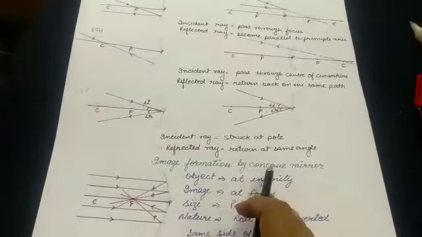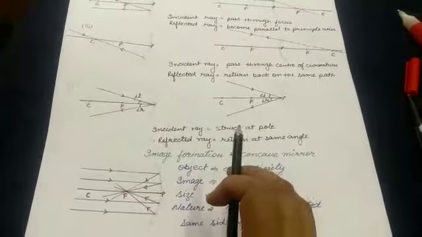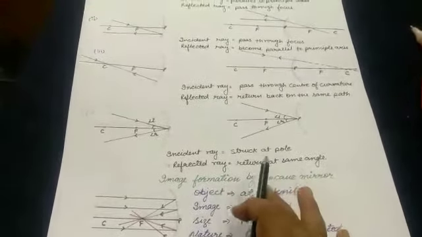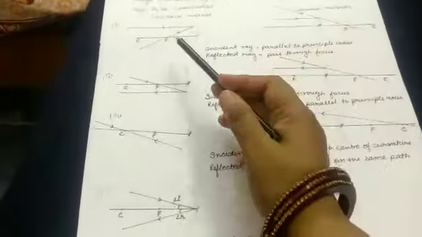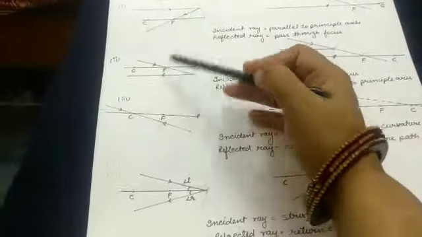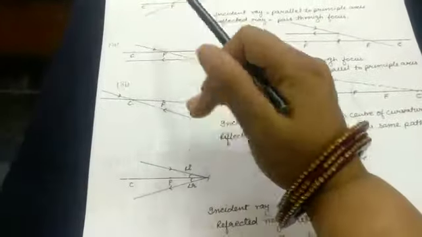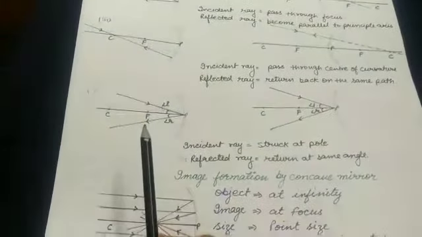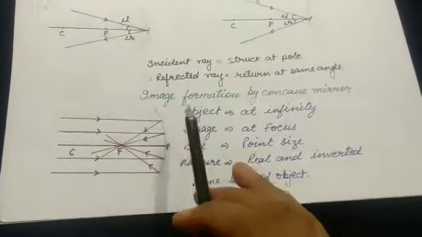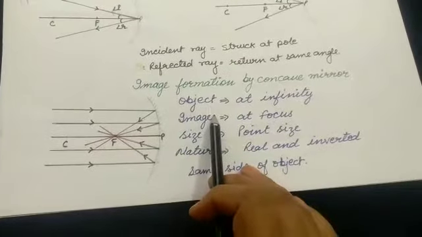So to consider these things, or to see the image formation by a concave mirror, we are going to use any 2 of these 4 lines. Either we will consider these 2, or these 2, or any of these 2 rays out of these 4 to show the image formation. So what is the first case we are considering here?